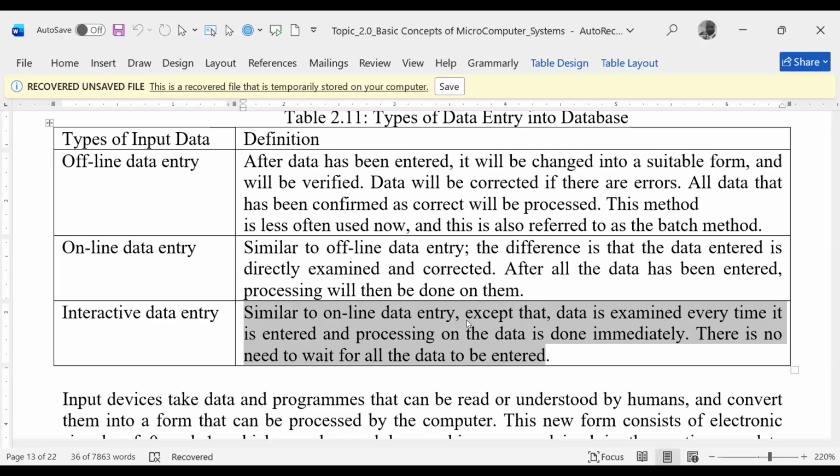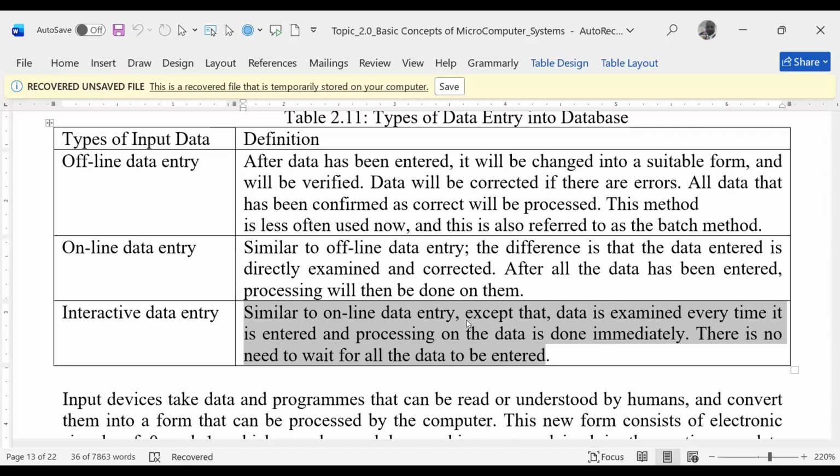So with this type of entry, for example, you have entered your name, ID, date of birth, and the power goes off. The next time you reconnect, you do not type your name and date of birth again, because that has been verified. You move to the next stage, and this is called interactive data entry. The two parties must be there before interaction, and each field must be verified before you can move to the next stage.